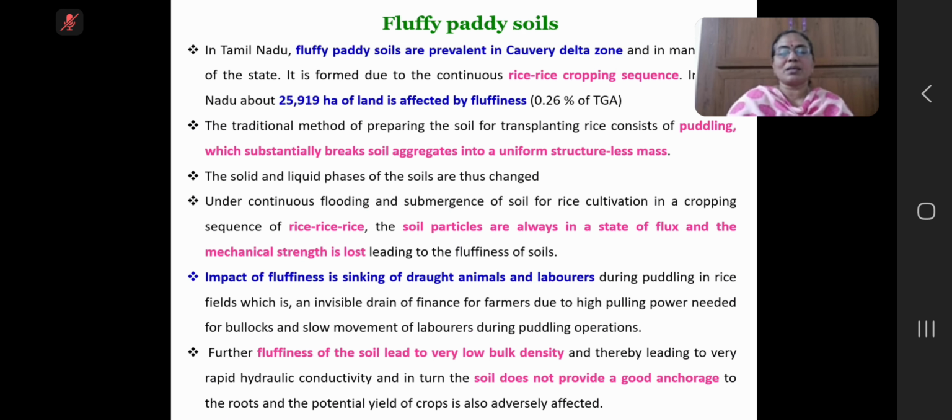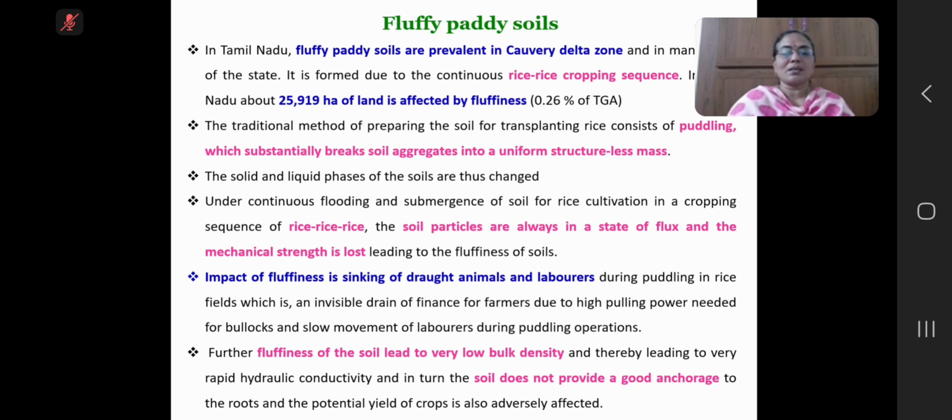Next, fluffy paddy soil. So normally in Kaveri Delta zone where continuous rice crop is grown, we can see this kind of soil. So for rice crop, we need to do puddling. So during puddling, the soil aggregates will be broken down into a uniform structureless mass. So continuous growing of rice crop keeps the soil in a state of flux, and the mechanical strength of soil is lost.